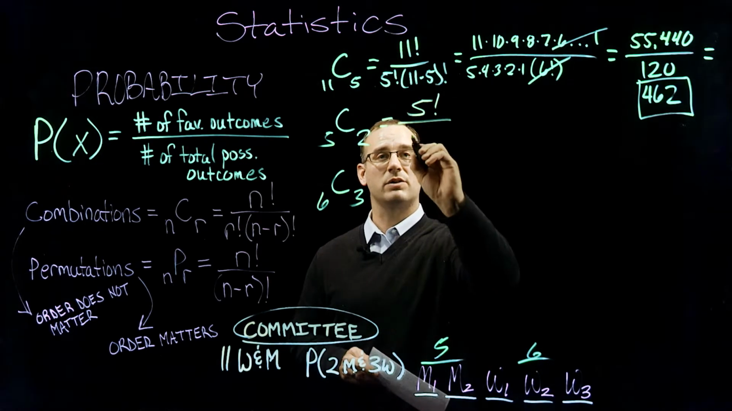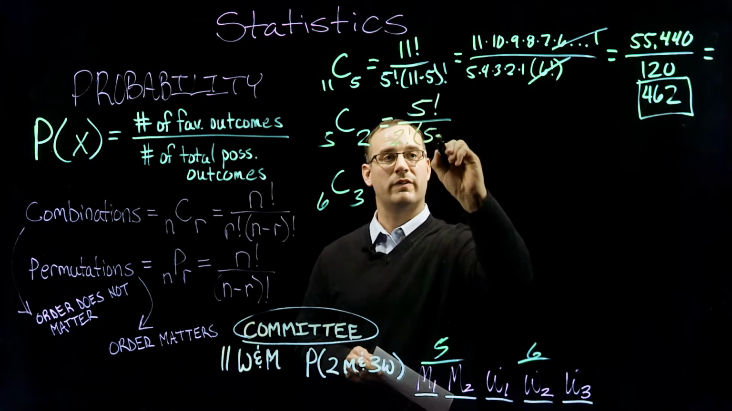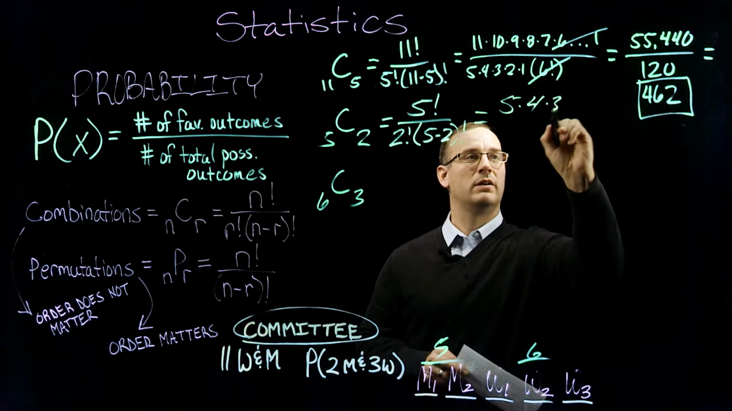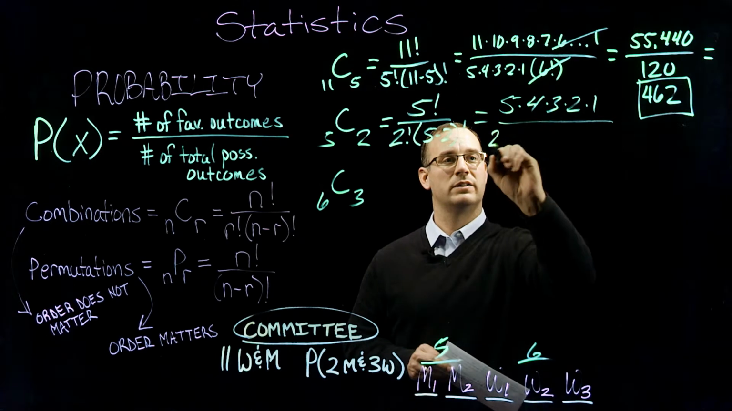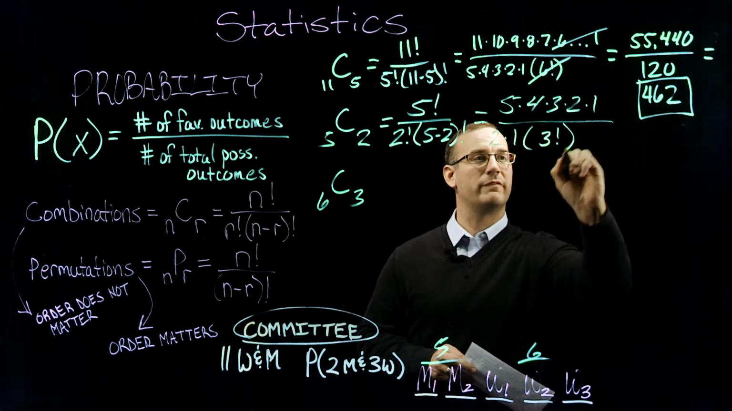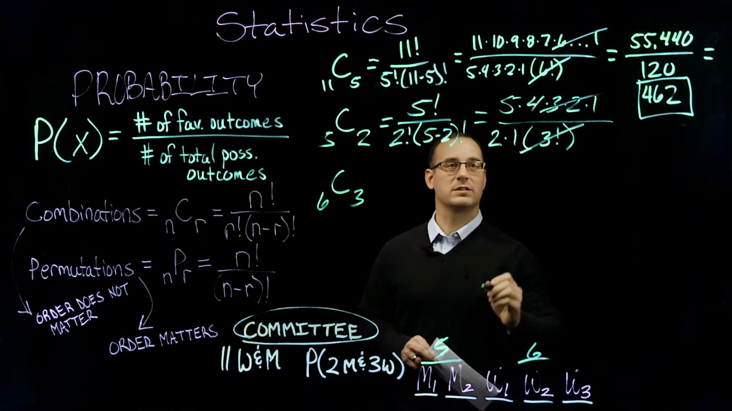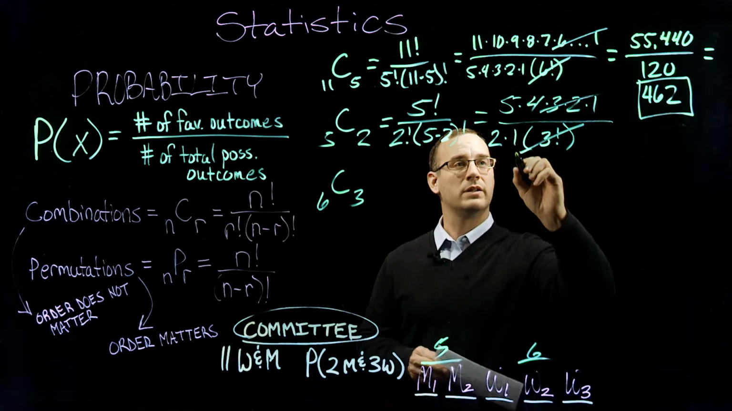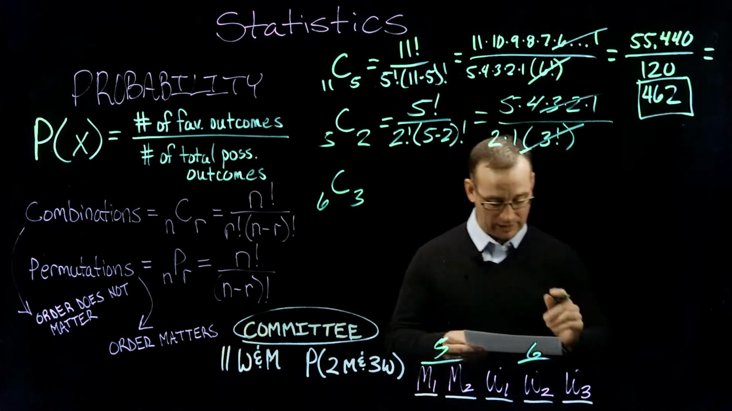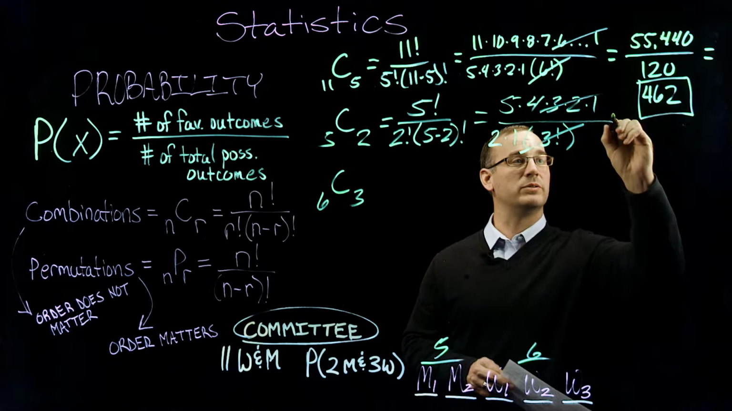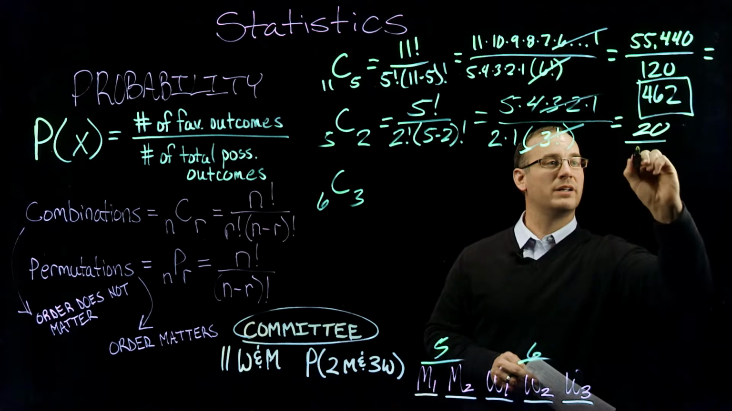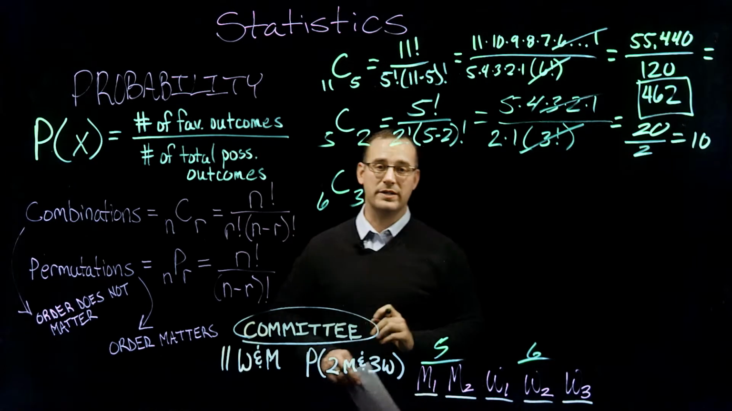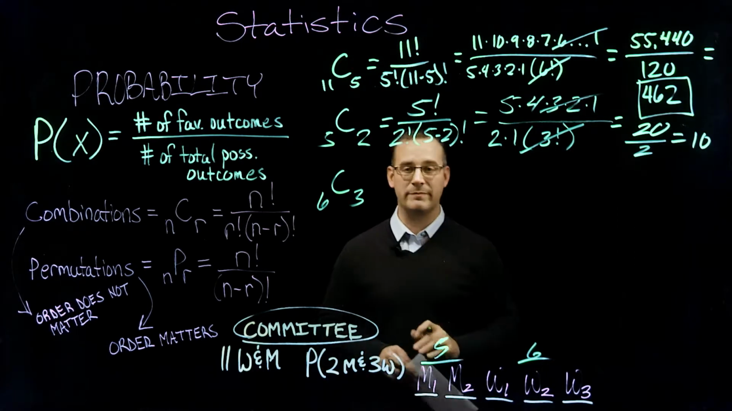We've got 5 factorial over 2 factorial times (5 minus 2) factorial. Five factorial again, 2 times 1, and then we're going to get 3 factorial. The 3 factorials cancel out in this case. And then we should be able to come up with 5 times 4 divided by 2. So we're going to get 20 divided by 2 is 10. What that means is there are 10 ways to choose 2 males out of the 5 males.